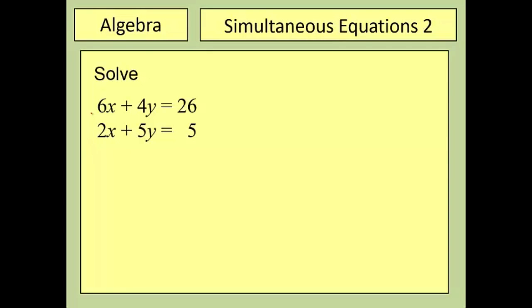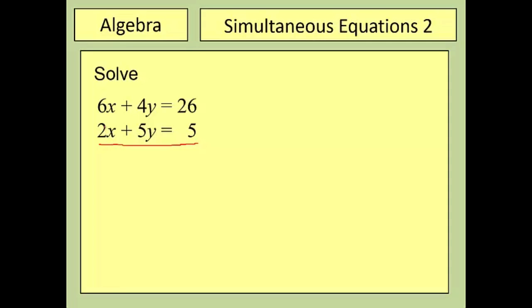In this example here you'll notice that we don't have the same number in front of the x, we have a 6 and a 2. But that's also the same for the y, we have a 4 and a 5. These are different, so we can't use our usual approach of either adding or subtracting the equations. We can, however, get it to that point by scaling one or both of these equations.